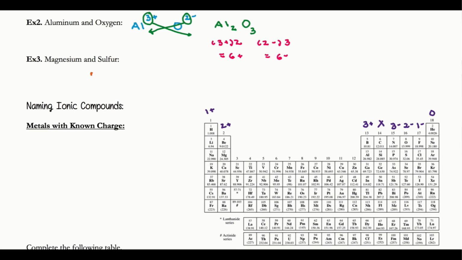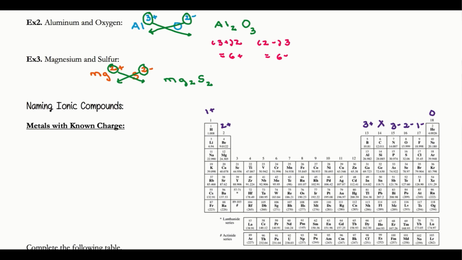Magnesium and sulfur. Magnesium is an alkaline earth metal, so its charge is 2+. Sulfur is in the same group as oxygen, so it's 2-. So when I go to cross my charges, this is going to become Mg2S2. And the question is, well, can I just leave it like this? And unfortunately, this is the only issue with crossing charges. The answer is no.